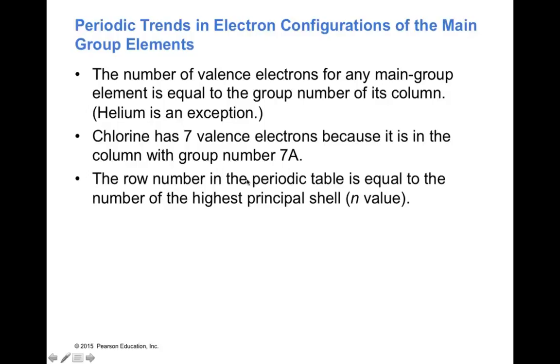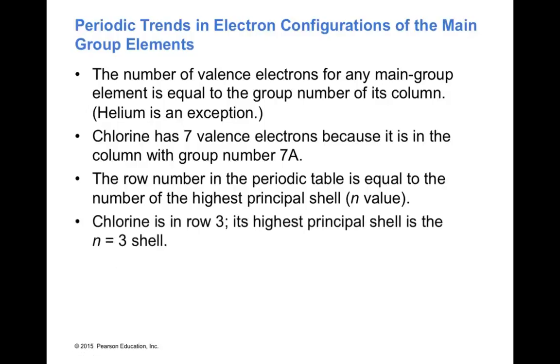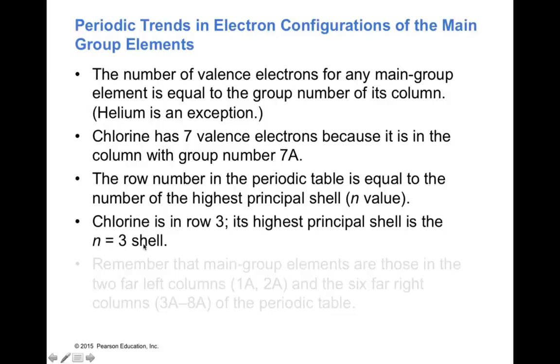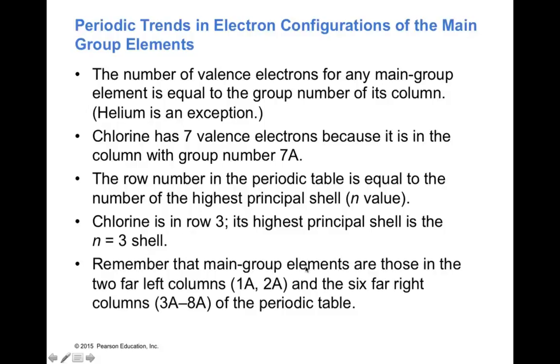The row number in the periodic table is equal to the number of the highest principal shell. Chlorine is in row 3, so its highest principal shell is the n equals 3 shell. Remember that the main group elements are those in the 2 far left columns, 1A and 2A, and the 6 far right columns, 3A to 8A, of the periodic table.